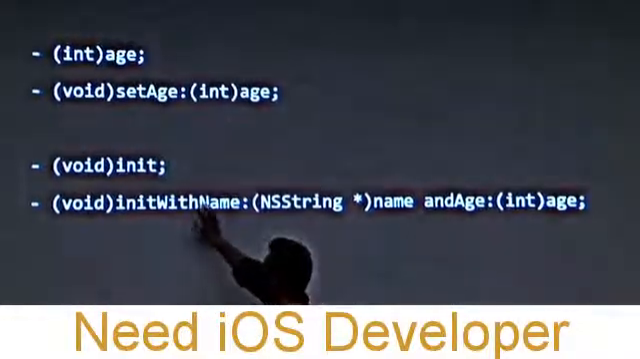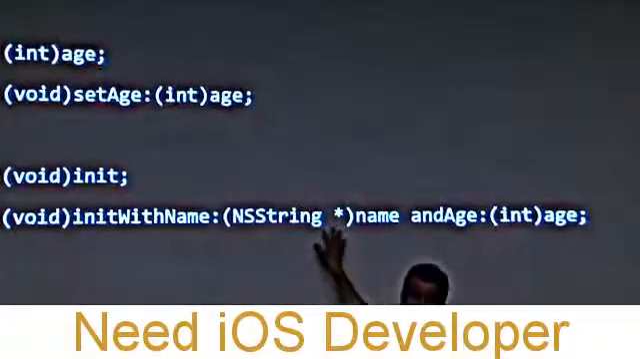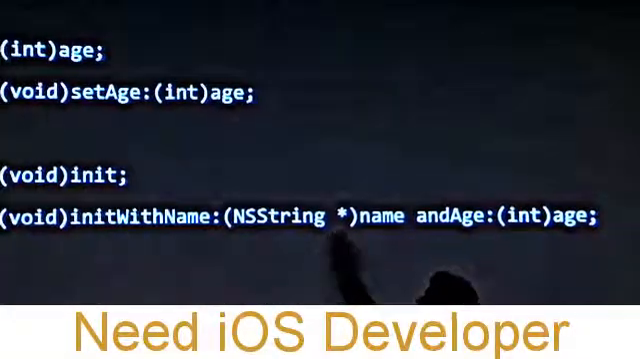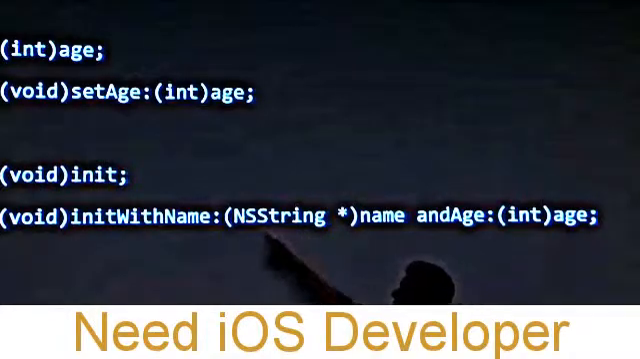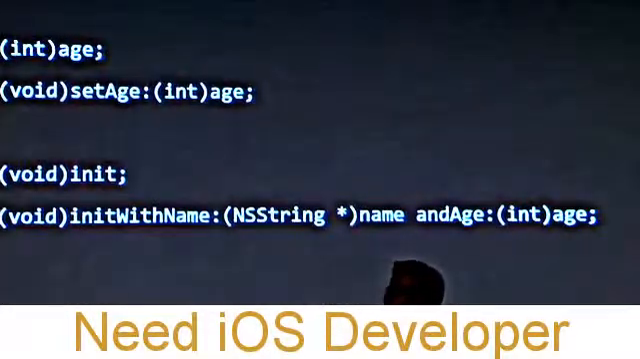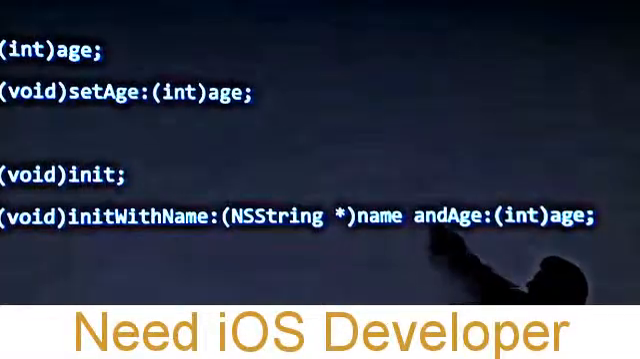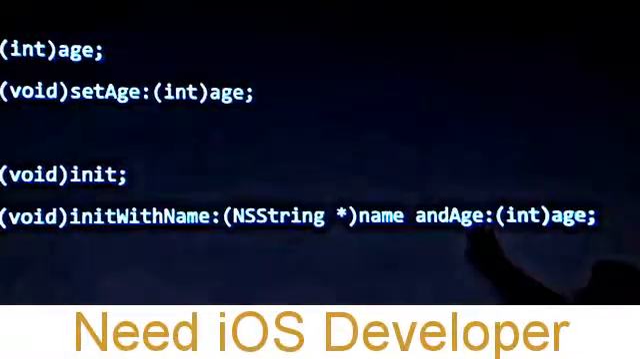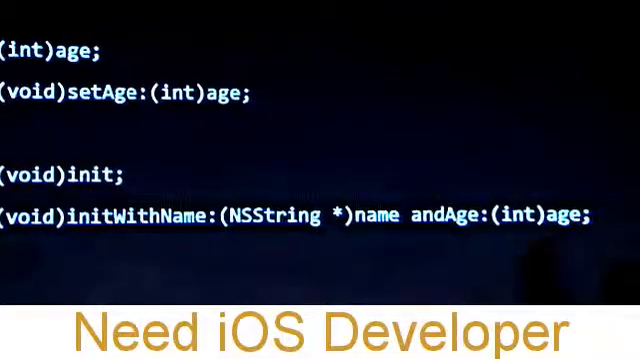So this is only the beginning. Wait till you see some of them. So init with name, then you specify what you want as the first argument. This is apparently a pointer to a string object. NSString, again, is the long form name for the @ sign abbreviation that we saw earlier. It's going to be called name. And age is effectively the second parameter, and it's going to be just an integer.